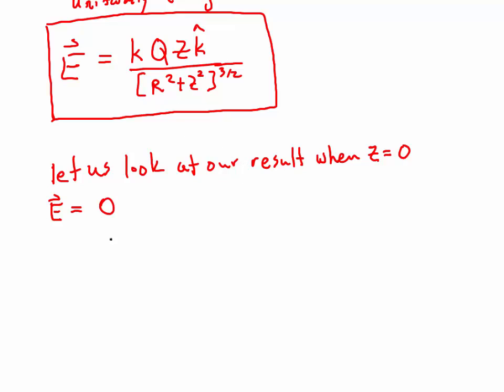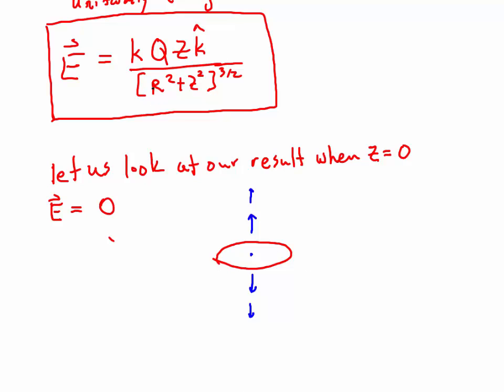Now that's not surprising, because we found earlier that if z was positive, the electric field pointed up, and if z was negative, the electric field pointed down. So we have this ring, and if you're up here, the electric field is pointing this way, and then it's getting a little smaller. And if you're down in this direction, the electric field is pointing this way, and then it's getting smaller. And if you're right here at z equals 0, there's no electric field. That's much what we expect.